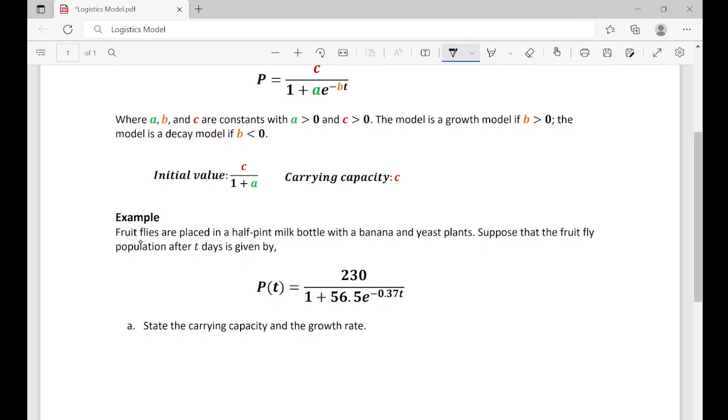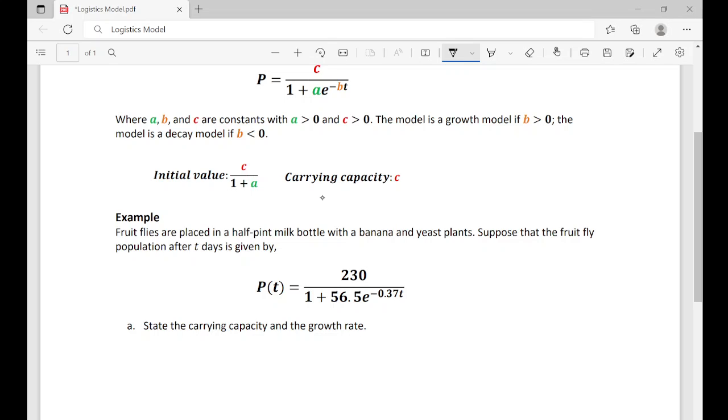So fruit flies are placed in a half-pint milk bottle with banana and yeast, just so they can feed on stuff and populate. Suppose that the fruit fly population after t days is given by the function P of t equals 230 divided by 1 plus 56.5 e raised to the negative 0.37 t. So we need to state the carrying capacity and the growth rate.